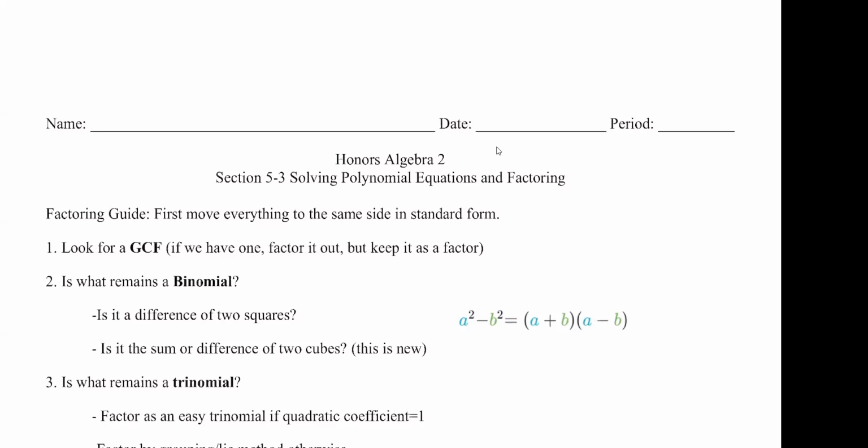After you pull out your GCF, if you have a binomial left over, you want to ask yourself, well, is it a difference of squares? Because if it's a difference of squares, then you can just simplify it. If it's a binomial that you can solve, just solve it to get the answers. Set that binomial equal to 0 and solve it. For example, if you just had x minus 2, you could easily solve that; your 0 would be at 2.